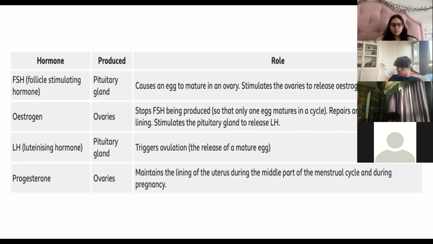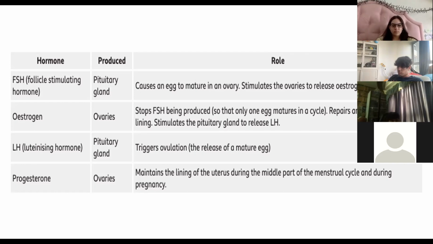Because we do not want more than one egg at a time. Otherwise, all the eggs will start popping out. We don't want that, right? Okay. Then other works of estrogen, it repairs and thickens the uterus lining, because now the uterus has to start preparing for pregnancy, right?